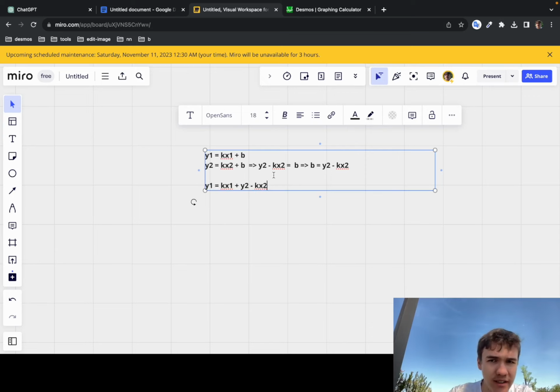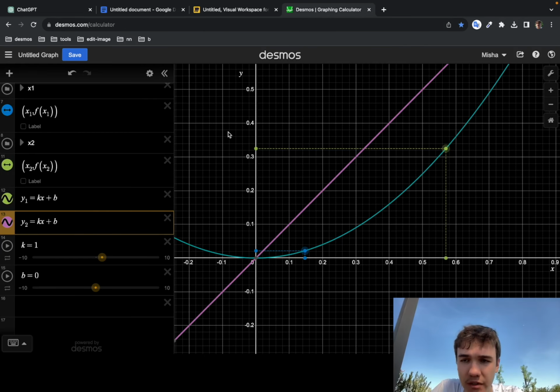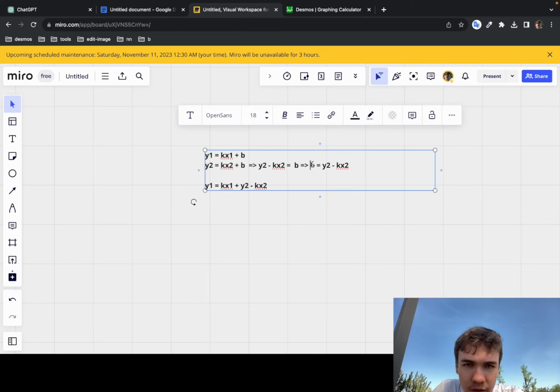It might seem to be hard, but it's not. So we just explored what b actually is, and if you don't believe me, let's check this out. So we have these two functions, and what I basically said is that from y2 we can make b, and b is equal to y2 minus k x2.